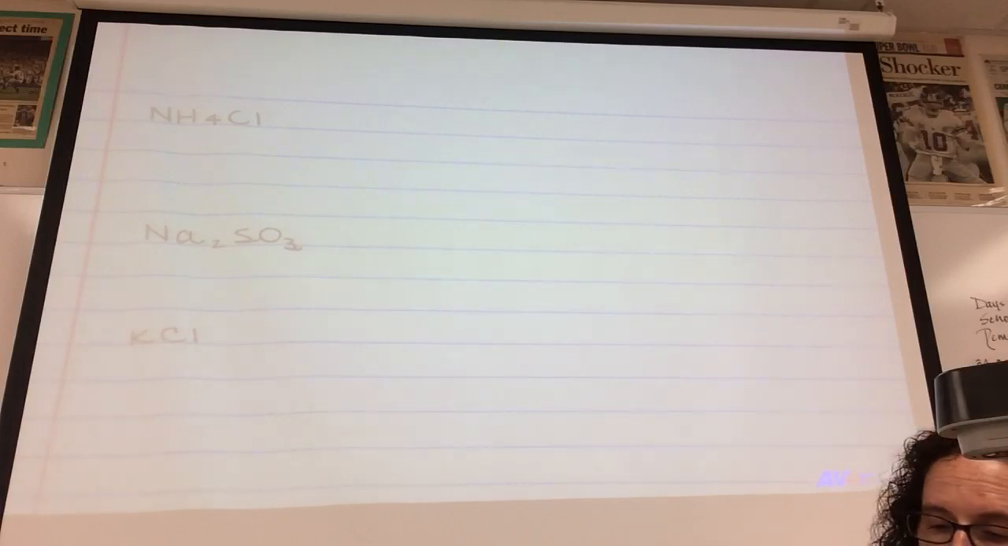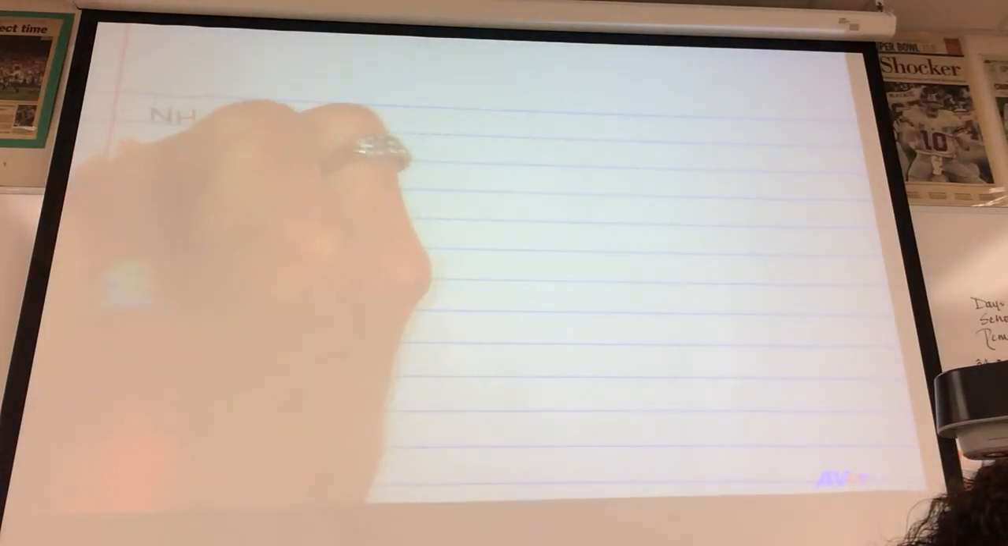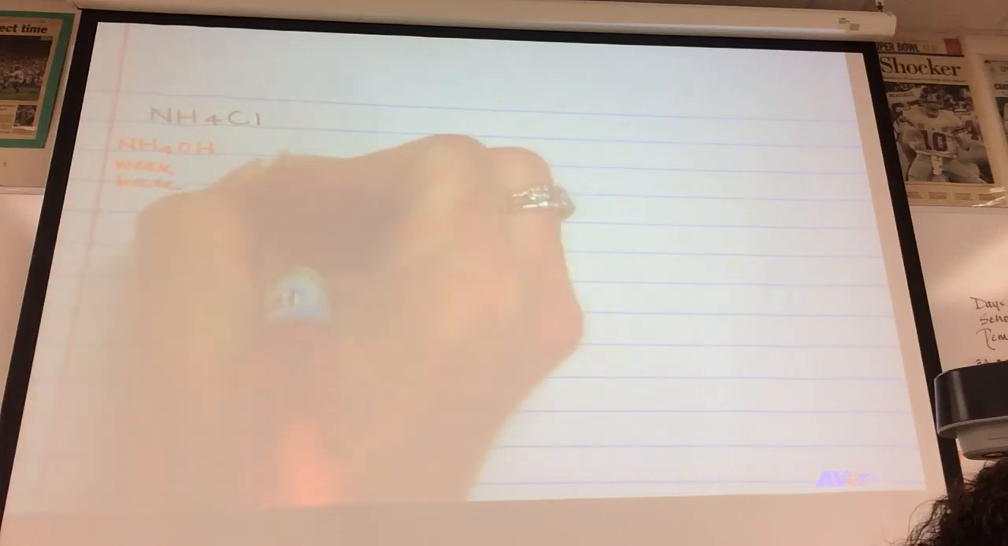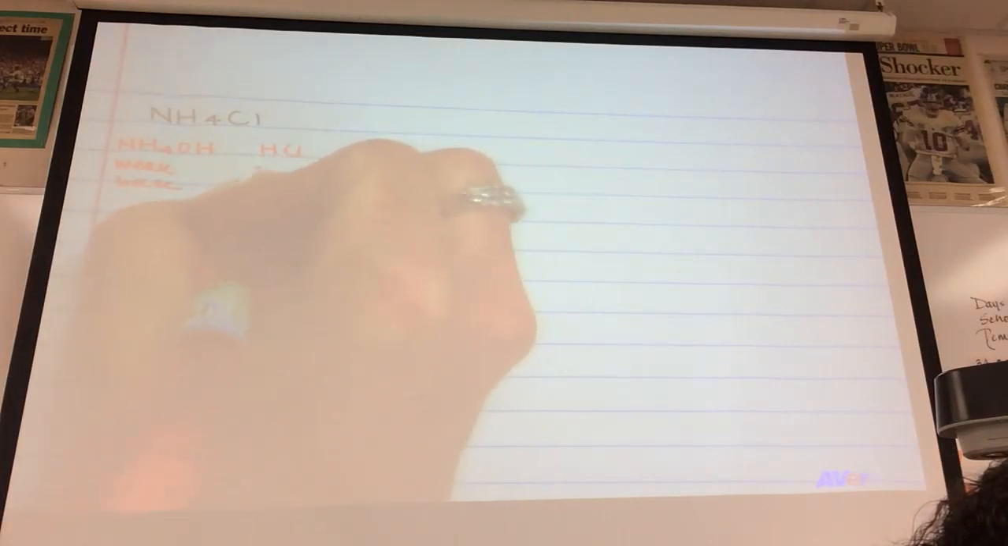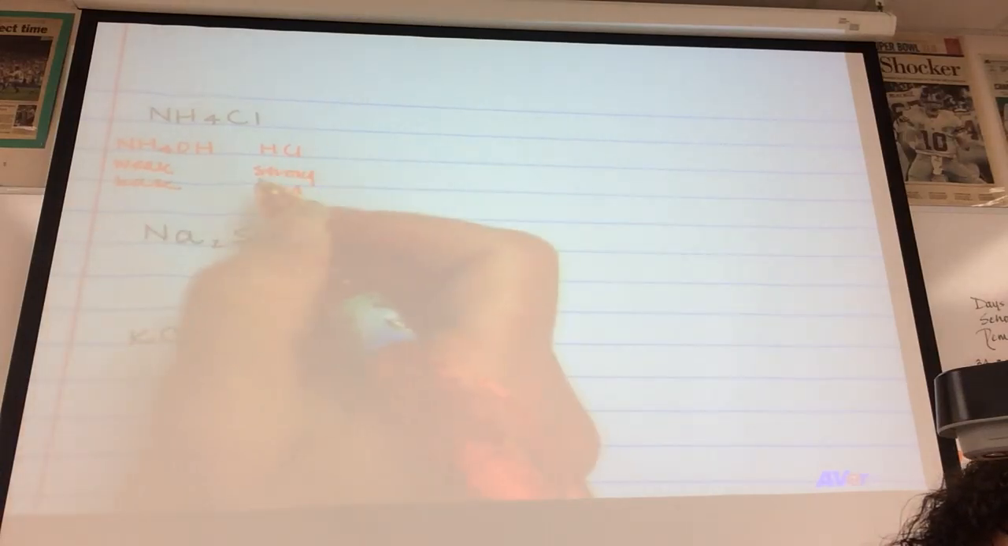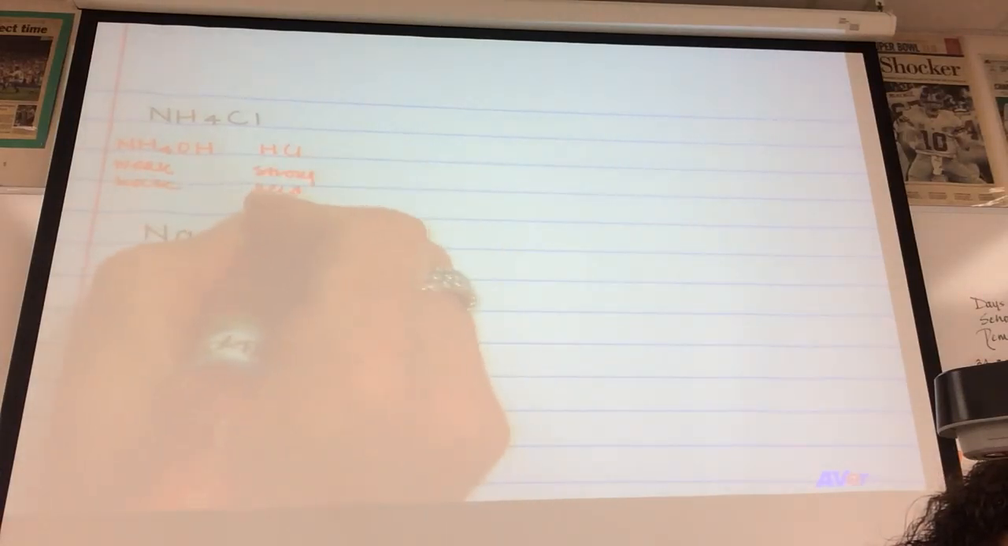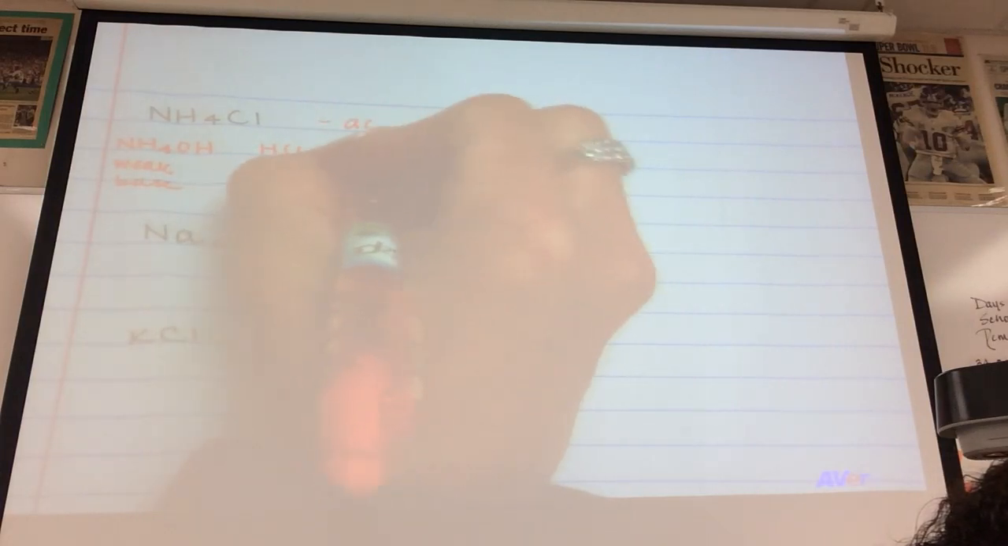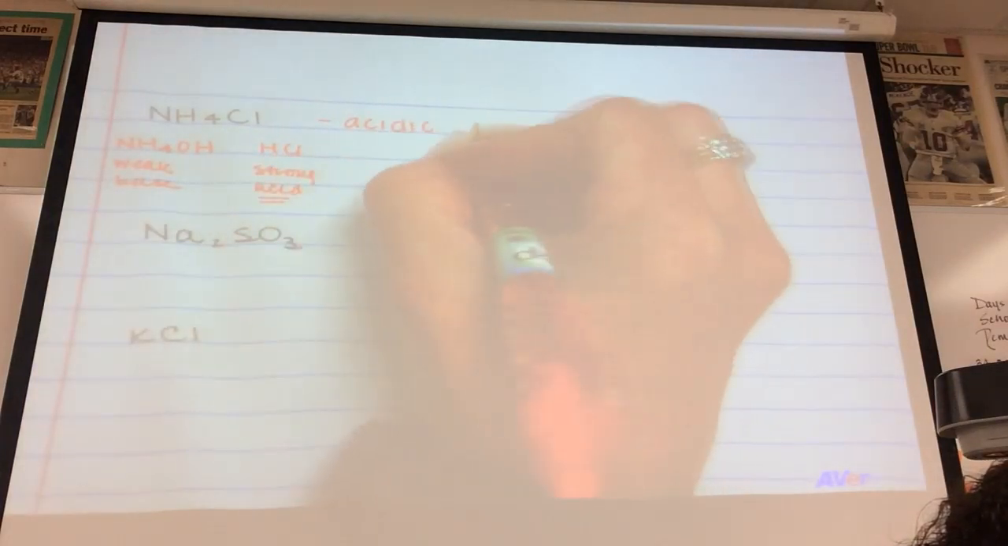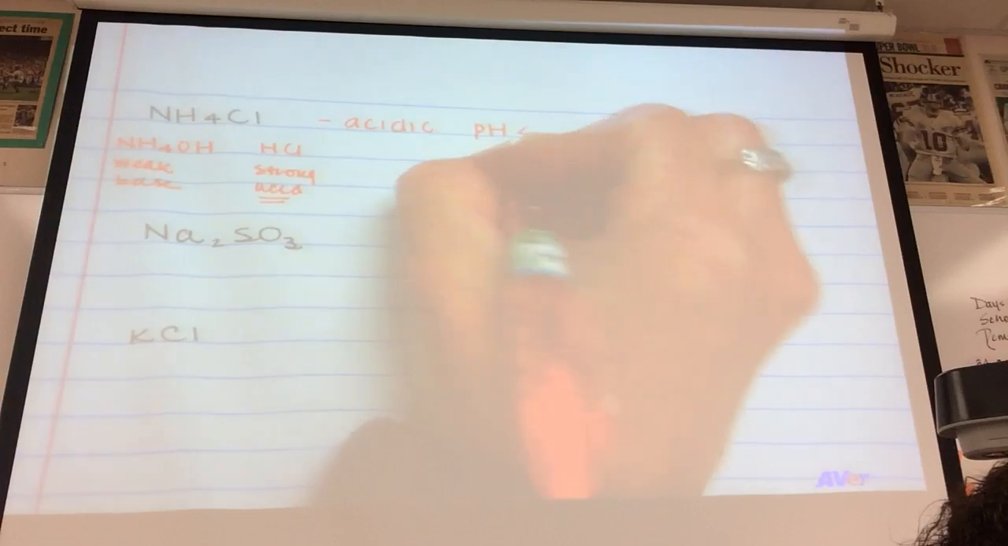Two ways to approach this. In a multiple choice situation, I'd keep it simple. I would say, oh, ammonium hydroxide is a weak base. Hydrochloric acid is a strong acid. Strong beats weak, so your salt will be acidic with a pH less than 7.